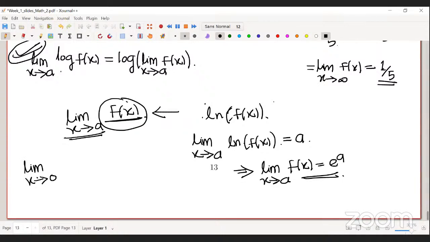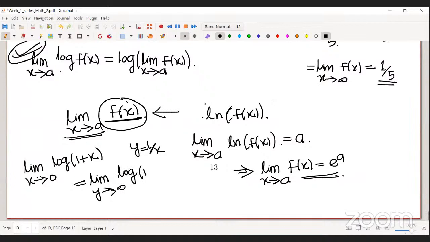Yeah. Okay, fine. So suppose you have, like, log of 1 plus x. So you replace y as 1 by x. So this is limit y tends to infinity of log of 1 by y, right? So yeah, in some sense you can change your function so that you can change your limit from 0 to infinity. Okay, sir. I'll try on the basis of what you have told. Thank you. Yeah.